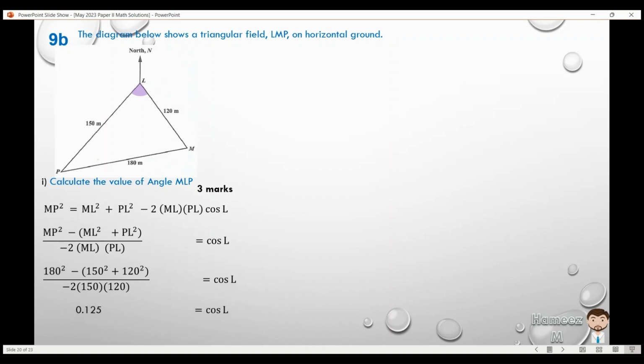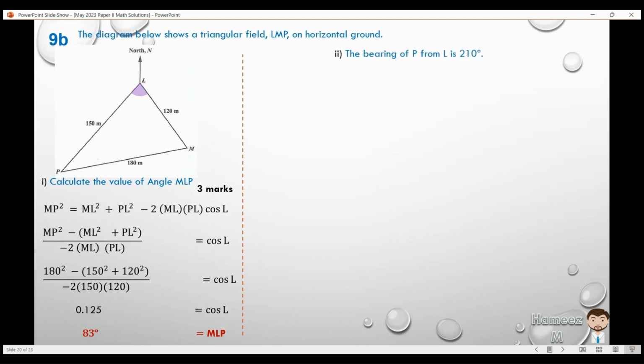As such, the angle that we're trying to find, the purple angle L, will be cos inverse of that, which is 83 degrees. Make sure to remember to set your calculators in degrees and not rad or grad. Those are not for this level at Form 5 or CSEC.